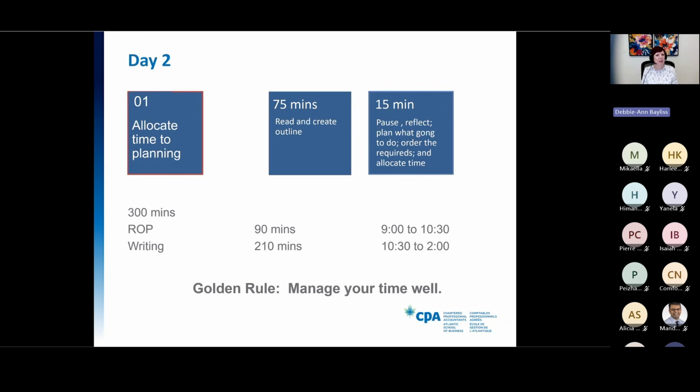So let's look 90 minutes, and I'm going to put my start time 9 o'clock till 10:30. Again, because I want to watch my time. For rating, it's 210 minutes. So that's going to go from 10:30 to 2. I'm going to divide that time up once I've finished my outline and I have a good sense of what the requireds are and approximately how much time I will need for each of those.